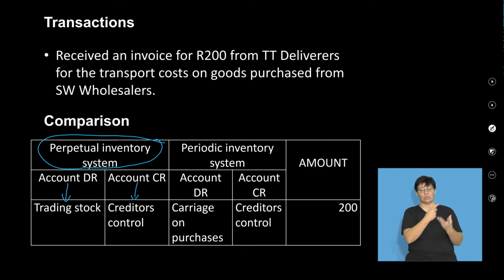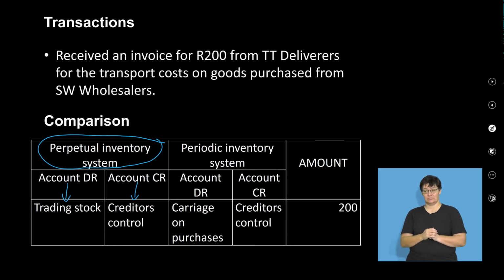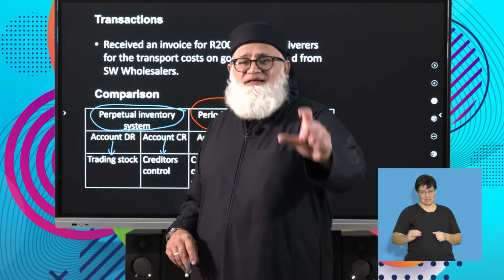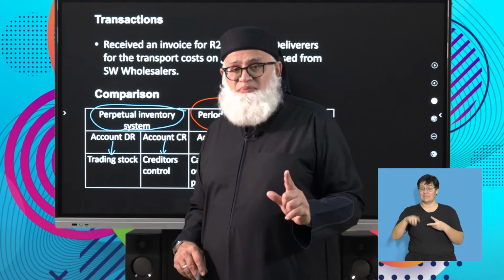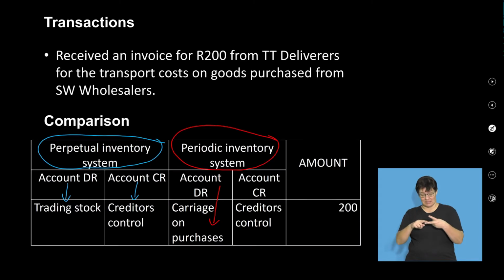So clearly you can see if we take this now using the periodic inventory system. Here we go, periodic inventory system. Account debit is carriage on purchases. A completely separate dedicated account. Okay? And a debit to that account because it's an expense. A credit to my creditors control because that's my liability. And the amount is 200 Rand.